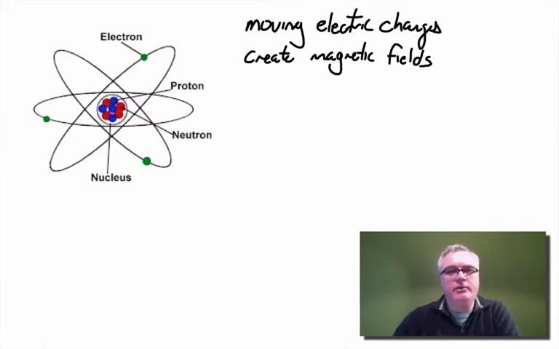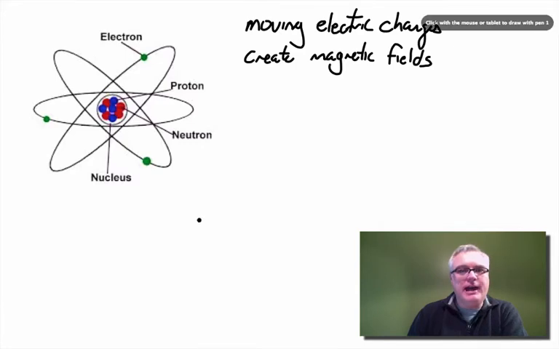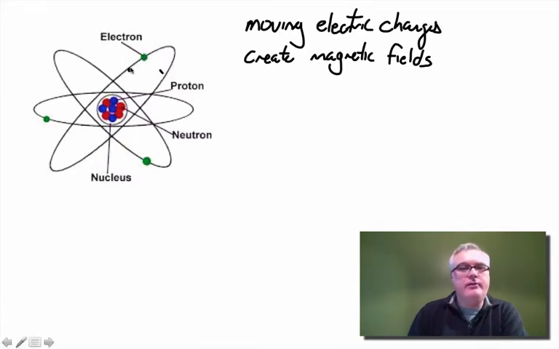Okay, in the last video we talked about how a moving electric charge creates a magnetic field. So whenever you have current flowing through a wire, that current creates a circular magnetic field around the wire. Well, if you think about it, every atom itself has moving electric charges. In the atom, we know that we have electrons orbiting around the nucleus. So these electrons create magnetic fields.